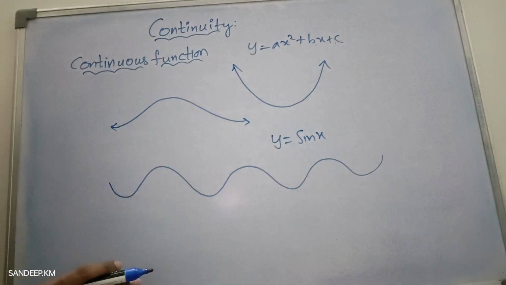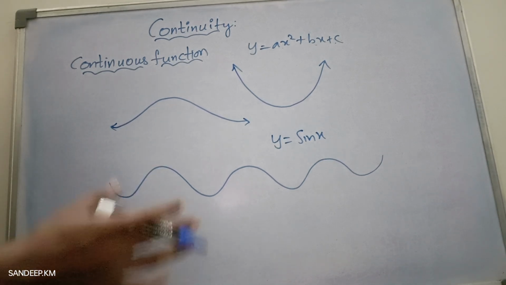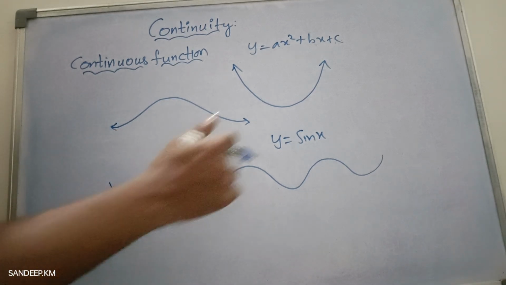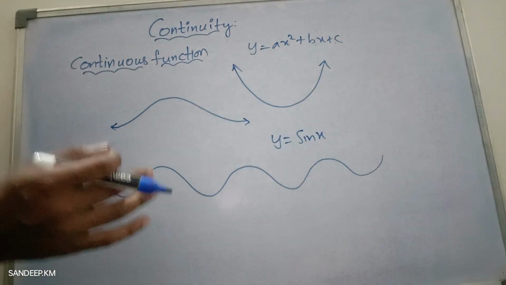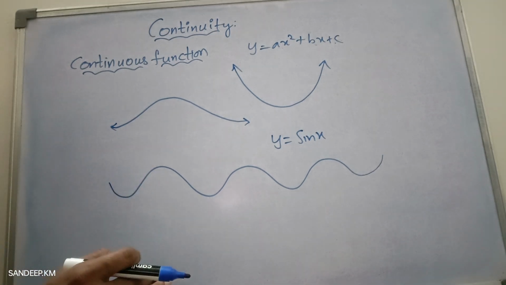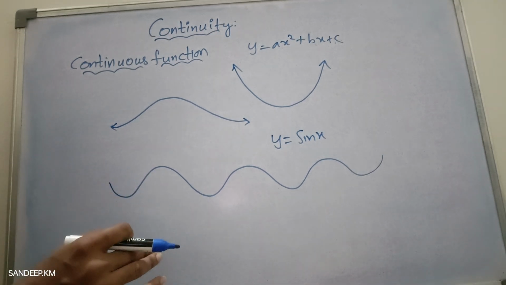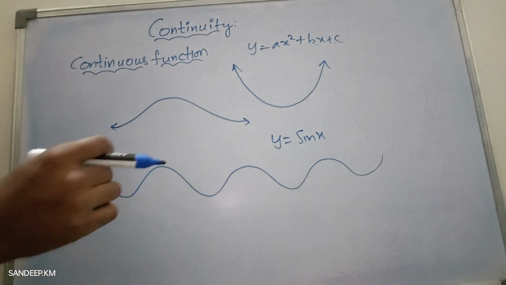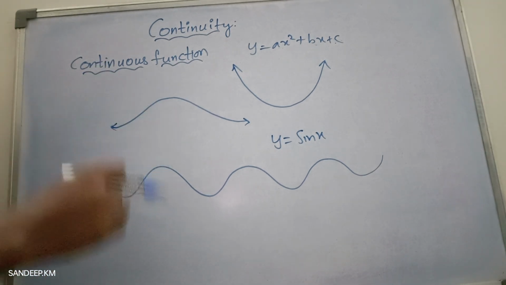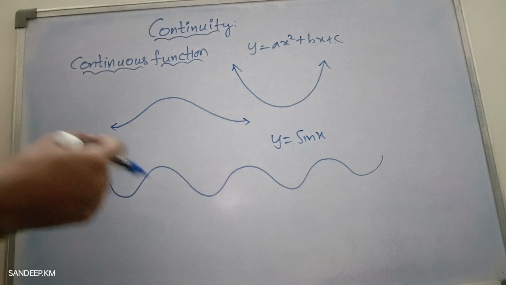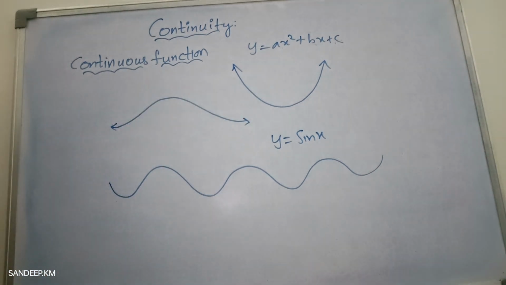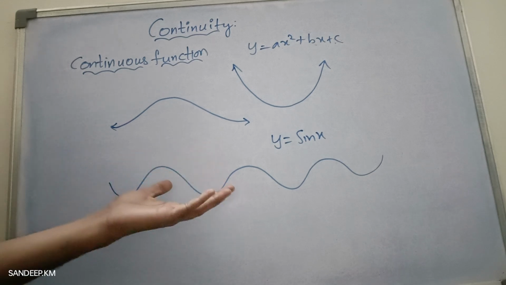Fine. Before learning how to check whether a function is continuous or not in the given interval, first let us start defining the continuity of a function at a given point. First let us see when can I say that a function is continuous at a given point at x is equal to a. So before going to that, I have shown you graphs of continuous functions. Now there are functions which are not continuous also.